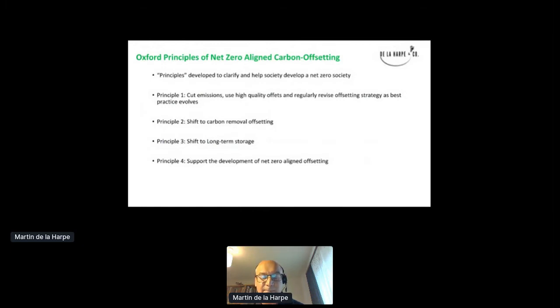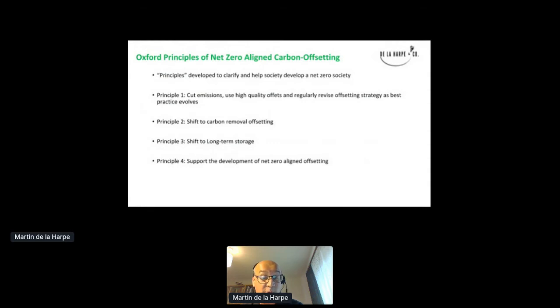Those are undertakings which actually physically remove carbon, such as forestry, rather than things like renewables or low energy cook stoves in the tropics. Principle 3 is to shift on to long-term storage. That is storage where you've got direct atmosphere capture and storage, or bioenergy capture and storage. Those are the long-term goals, to make sure that we take out the carbon for the long term. But initially, the focus on short-term carbon removal is just as important as we move towards 2050.